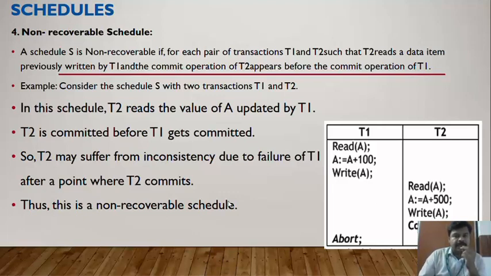It comes to T2 and again it will go for some transaction. Initially consider A equal to 0. After T1 executes, A equal to 100, then it comes to T2 for 100 plus 500, and at last it gets committed. So if there is some failure in T1, the data cannot be recovered, because after the commit, the transaction has ended. So we call this a non-recoverable schedule.